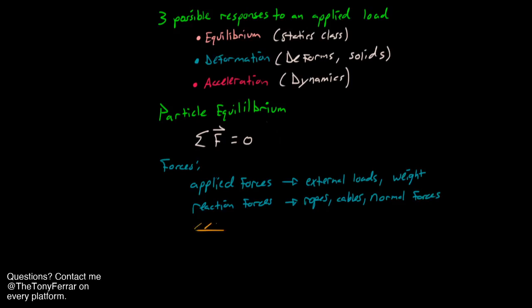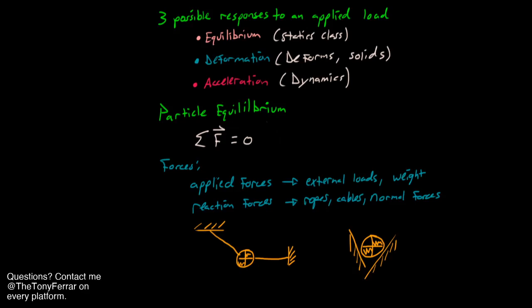Maybe one is a particle that is suspended by a couple of cables that are attached to some walls or whatever. Here we have some cables or some ropes, and those would be the reaction forces. Another one might be a particle that is sitting in some sort of a V groove. So a thing like this, where we've got a wall here and maybe some other wall like that. And the normal forces from those walls are the reaction forces that are going to hold this thing in place.